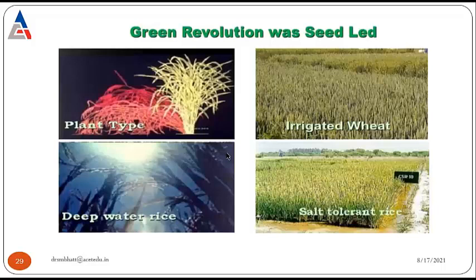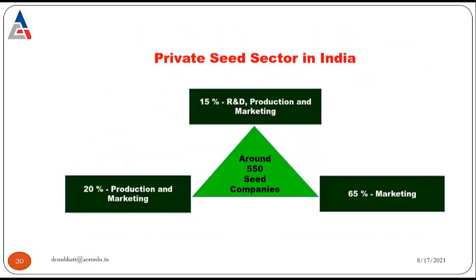According to the green revolution, various types of species were practiced and grown. For example, you can say the salt tolerant rice, irrigated wheat, and then deep water rice, and various kinds of seed were developed. So this was the impact, and the major impact was the involvement of the private seed sector, and that results in the 15% growth in the marketing, and 20% from the government side, 15% from the private sector, and there are now 550 seed companies, so as a result there is 65% growth in the marketing sector.